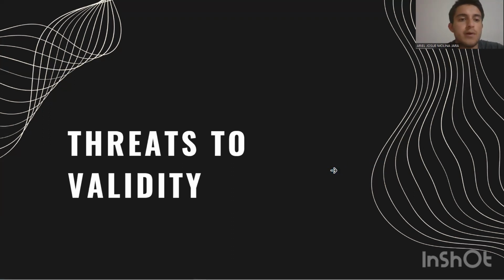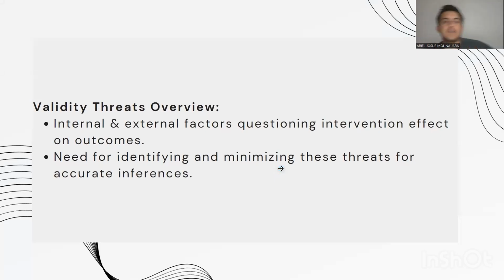Okay, now we are going to review the problem that we can have with the validity in quantitative research. What is a validity threat? It's any factor, which can be internal or external, that can affect the outcomes of the results of a research. It needs to be identified and we need to find a plan to minimize this effect on the outcome.